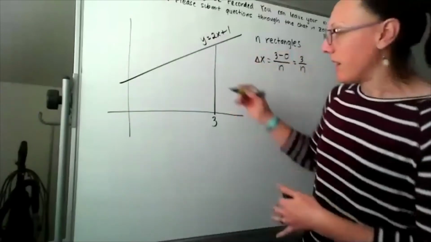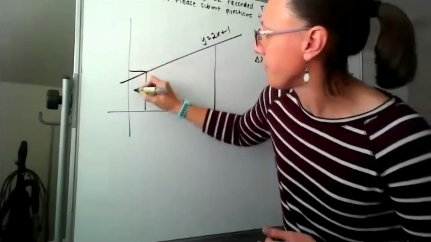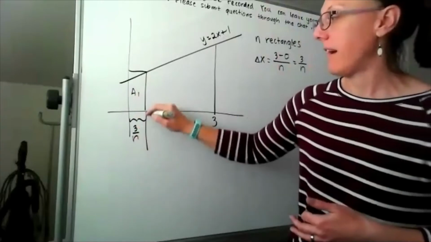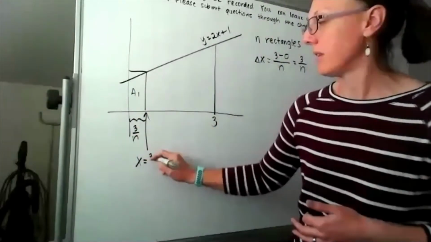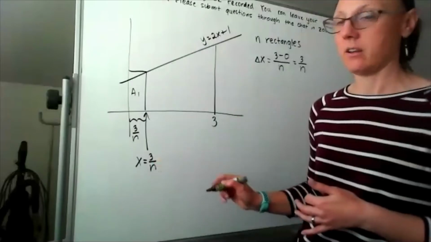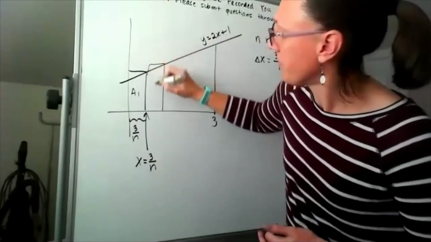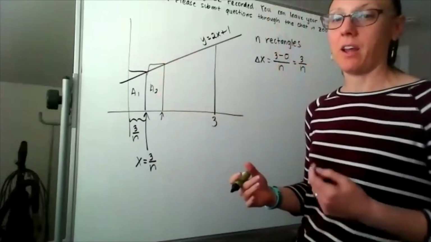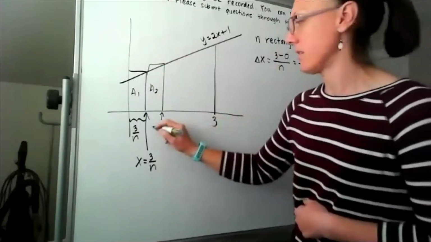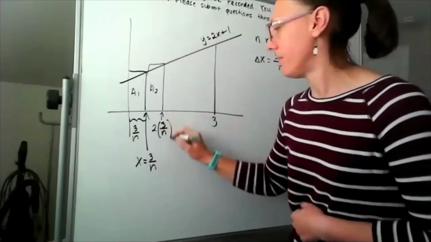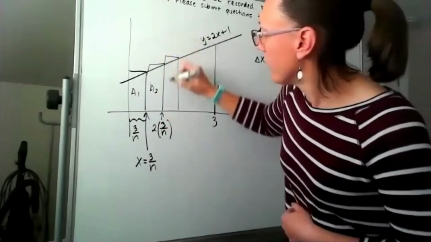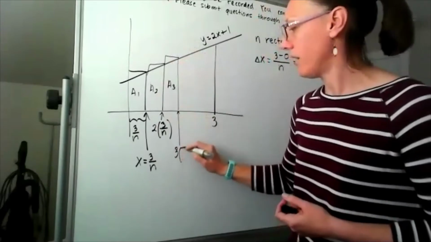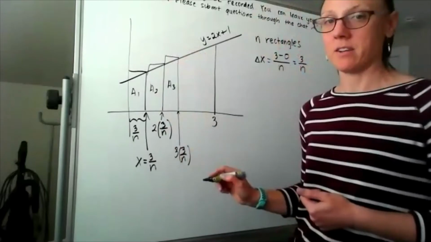So when I go to draw these in, here's my first rectangle. And since the width of that rectangle is 3 over n, that very first x value is 3 over n. Now I'm going to go to my second rectangle. And so that next x value that I'd be plugging in, I've moved over 2 of the 3 over n's. When I get to my third rectangle, I've moved 3 of the 3 over n's.